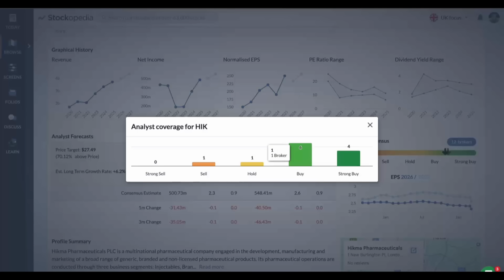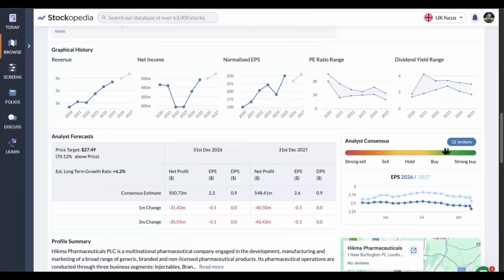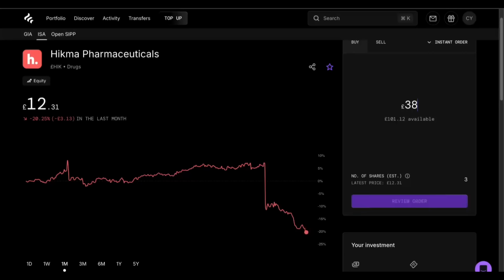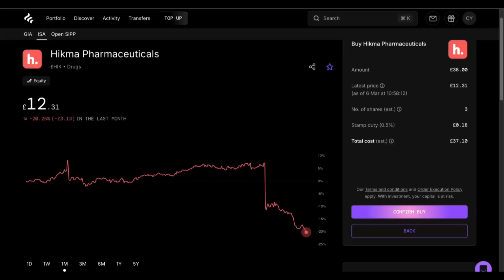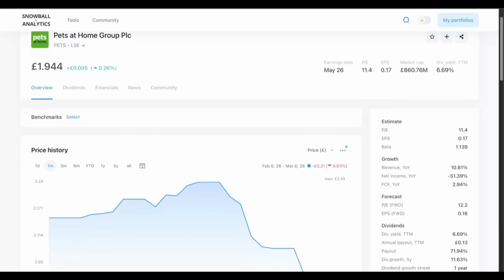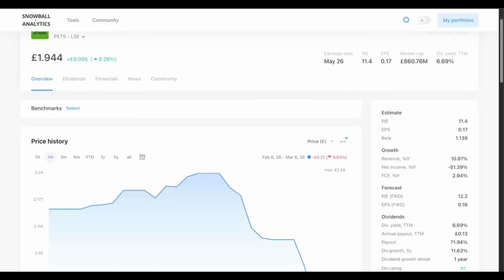We can see that analyst consensus also agrees on this, as right now they have 1 sell, 1 hold, 6 buys and 4 strong buys, with a price target now 70% above the current price. And the main thing you've got to remember is that I am investing into this portfolio as a long-term investor, so even if the price is sideways for the next year, I'm in it for the long haul. So I'm going to be adding 3 shares to my position today for a total amount of £37.10.